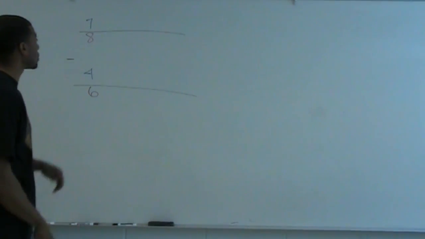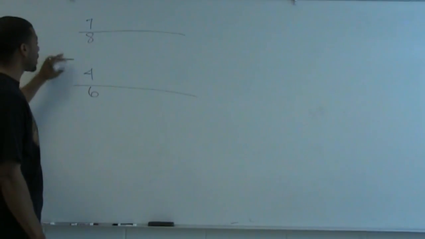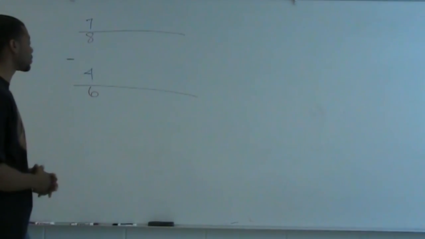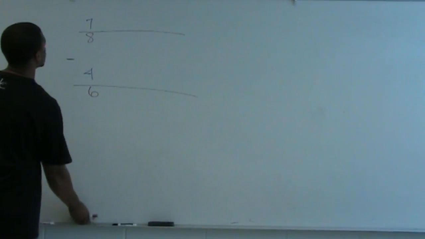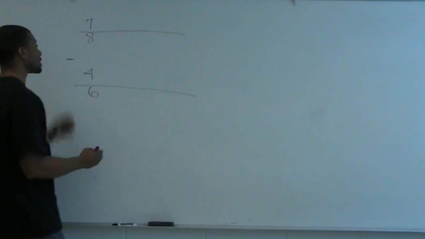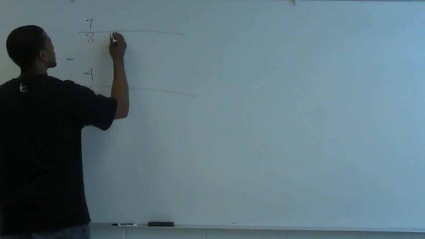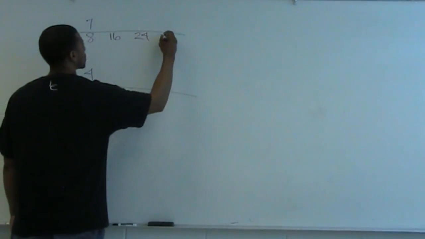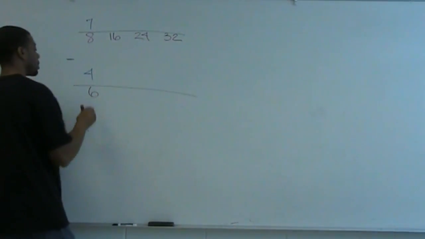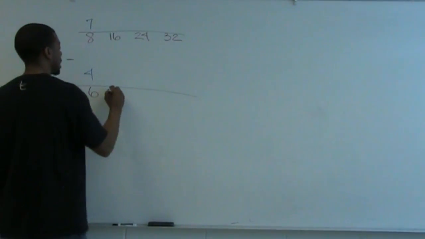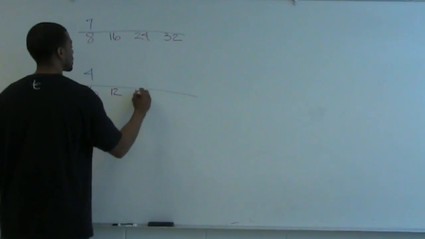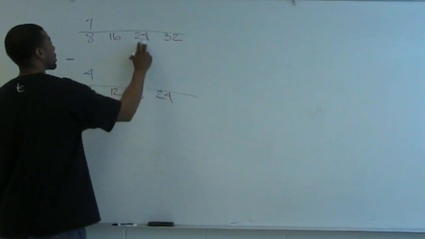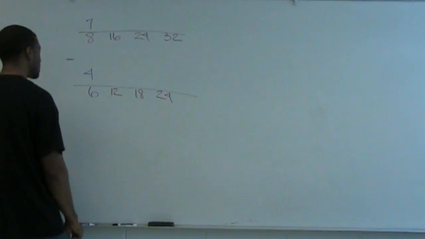All right, let's do another problem. We have 7/8 minus 4/6. One denominator is 8. The other denominator is 6. The first thing we're going to do is do the multiples for our denominator, which is 8. 8 times 2 is 16. 8 times 3 is 24. 8 times 4 is 32. We're going to move down to the 6. 6 times 2 is 12. 6 times 3 is 18. 6 times 4 is 24. So now I have a 24 here and a 24 there. I have my common denominator.